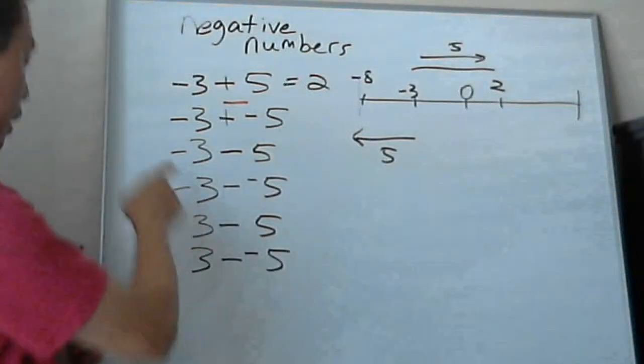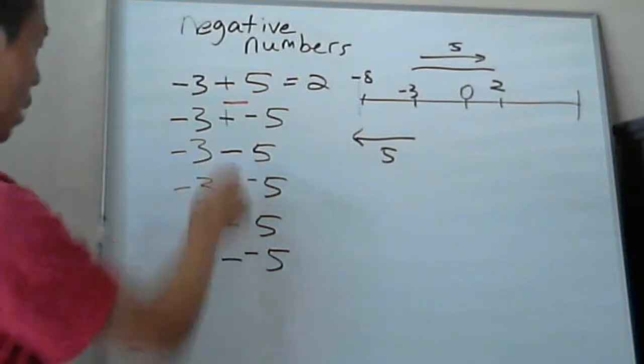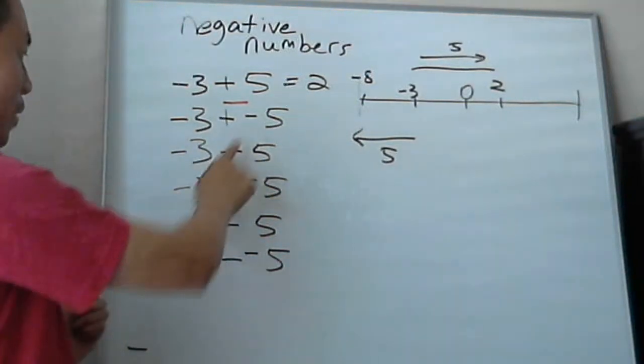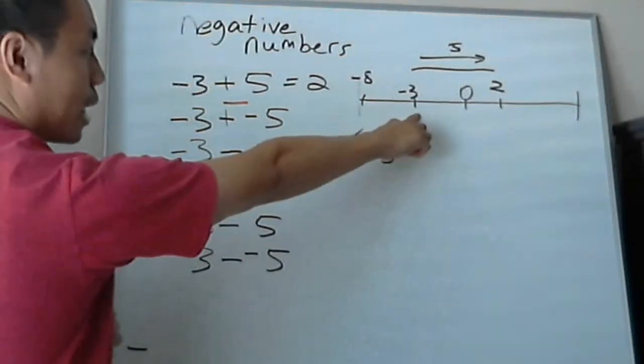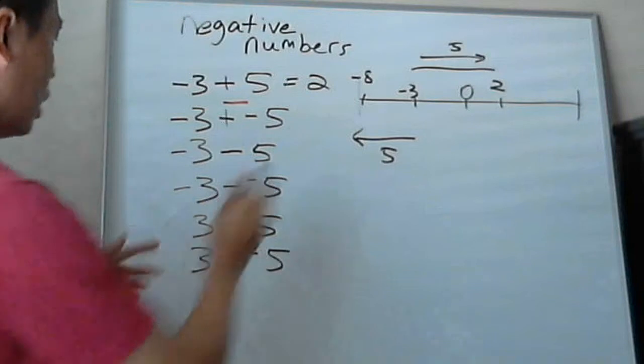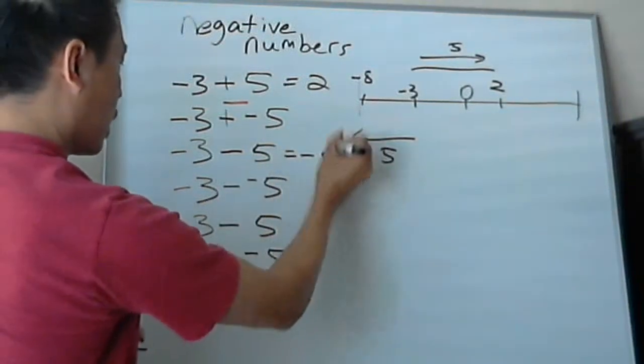Okay? So let's go to the next one, and it says -3 minus 5. Well, that's just the same thing as the last example, right? As I said, plus negative is the same thing as minus. So you start at -3, and you go 5 spaces to the left, which will be at -8. Okay? So let me write this down.